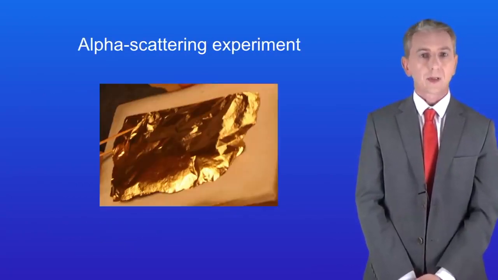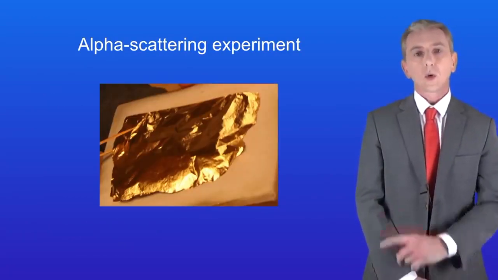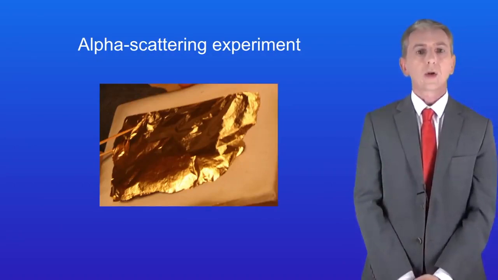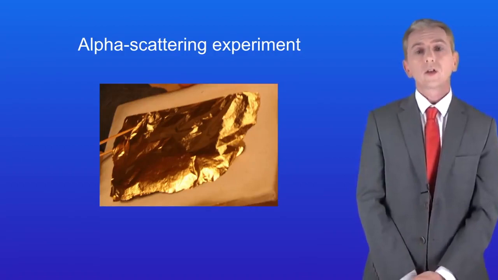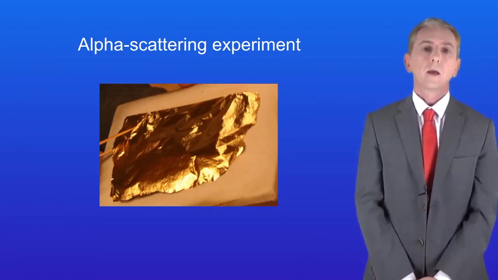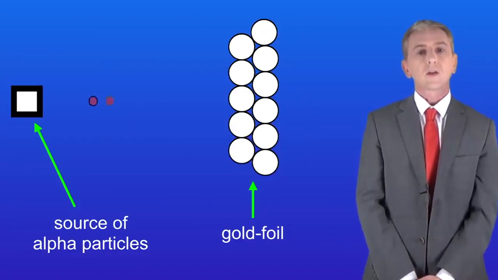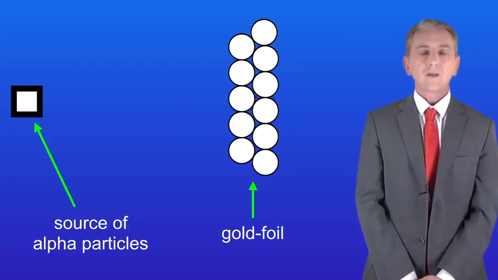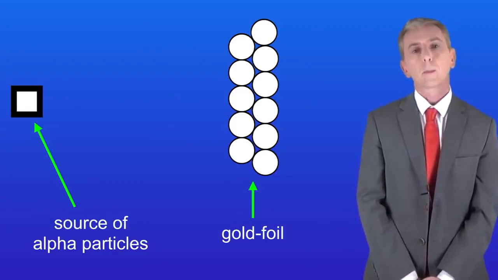First, the scientists took a piece of gold foil, just like this one here. The reason that they used gold is that we can hammer gold out into very thin foil, just a few atoms thick. They then fired tiny particles at the gold foil. We call these alpha particles, and you'll find out more about these in later videos. Alpha particles have a positive charge.